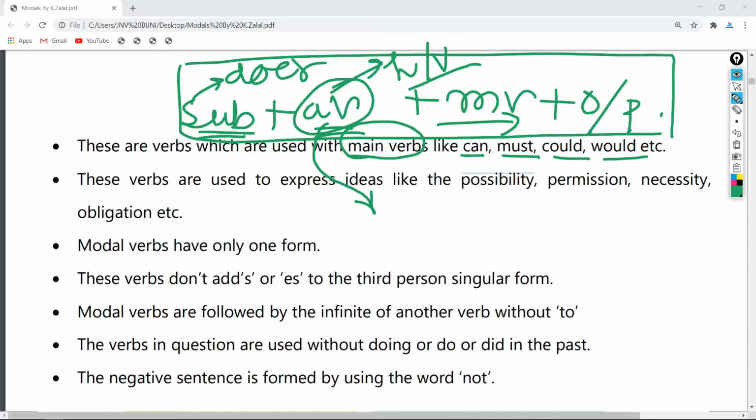And what are the uses of these? These words are used to express ideas like possibility, permission, necessity, obligation. My dear children, let us continue and see. Suppose you have gone to a railway station and you want to see the road that is leading to the bus stand. Now you are asking a particular person, would you show me the way to the bus stand? Then the meaning will be different from, will you show me the way to the bus stand? So these are two sentences.